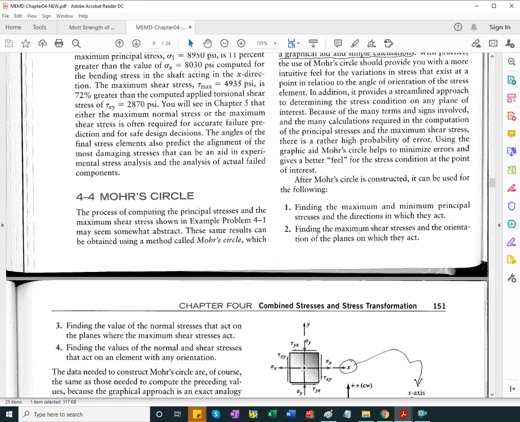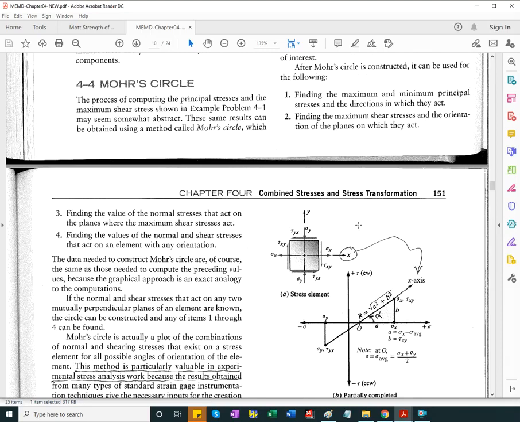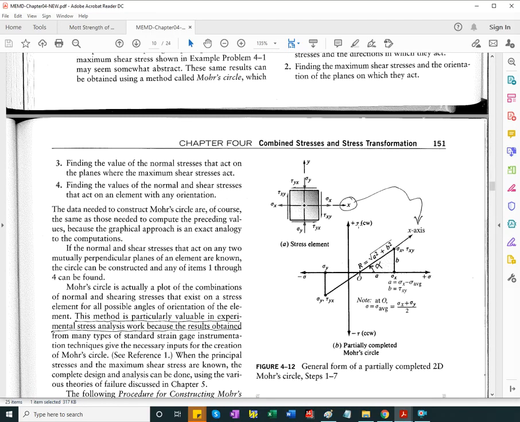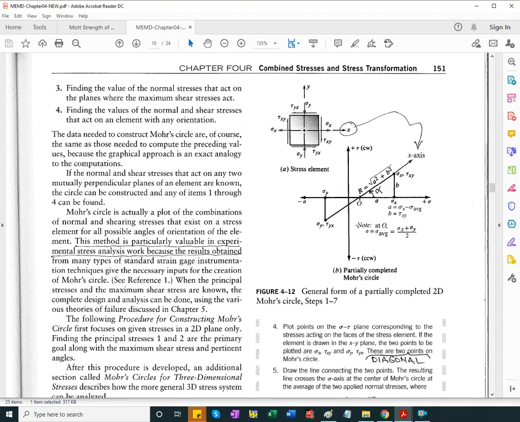But again, Mohr Circle is a graphical method of keeping track of these stresses, finding the directions of the principal element relative to the stress element, as well as calculating stresses of an element at any angle relative to the direction of the original element. Okay, so how does this work?